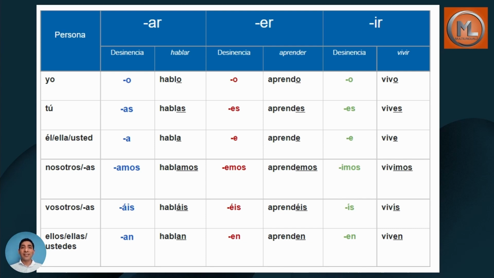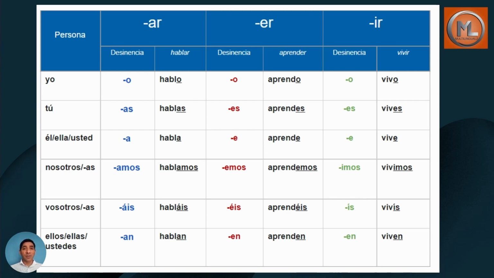Let's talk about verbs with the second conjugation, ER. So, for example, learn, which is aprender. So the first one is the same in all three of them. It ends with an O. So, for example, you say, yo aprendo. The second conjugation for tú is es. Tú aprendes. The third one, which is for él, ella, usted, is e. So we say él aprende, ella aprende, usted aprende.